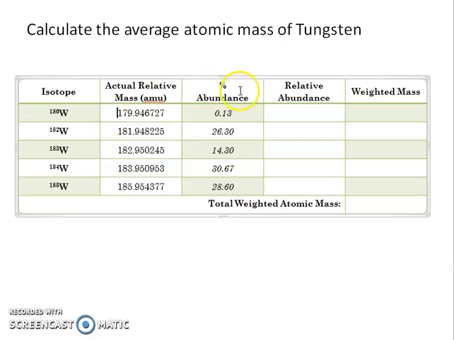Then you're given the percent abundance. And in order to do the calculation that we need today, we're going to have to take our percent abundance for each of the isotopes and start by converting them to relative abundance. To convert percent to relative abundance, you're going to divide by 100.